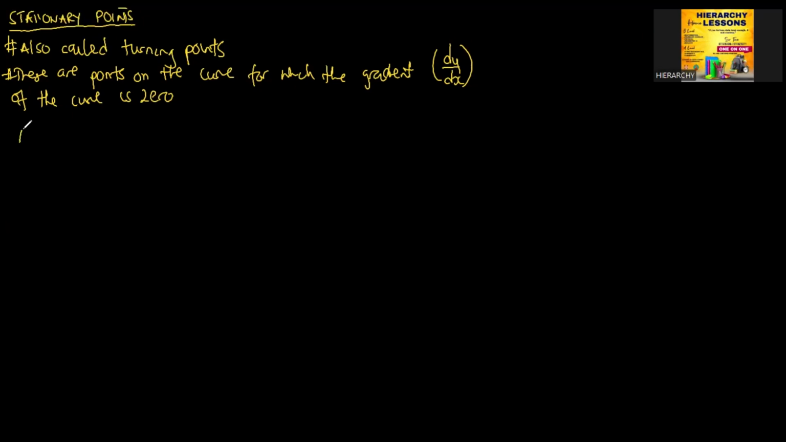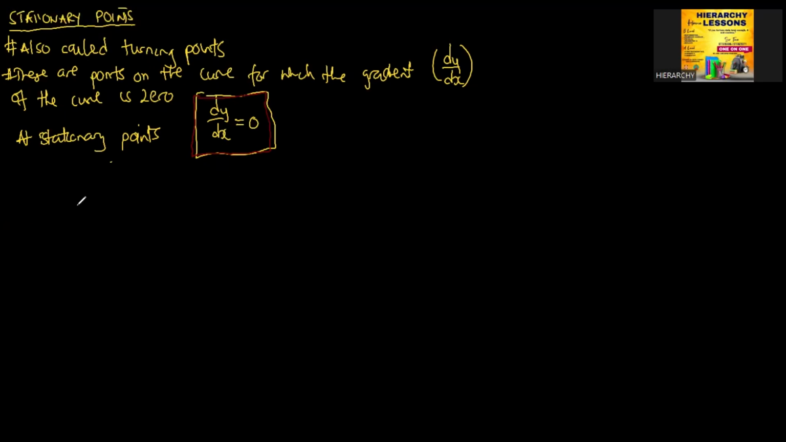Which means at a stationary point, dy/dx is equal to 0. So that's what you need to know. At a stationary point, dy/dx is equal to 0. Please grasp that. Once you grasp that, at a turning point, dy/dx is equal to 0, so the tangent to the curve is parallel to the x-axis.